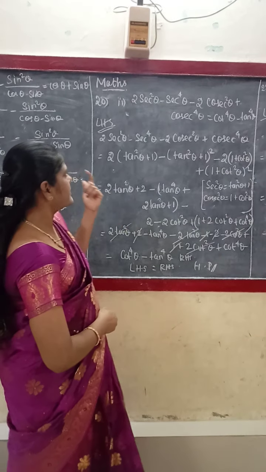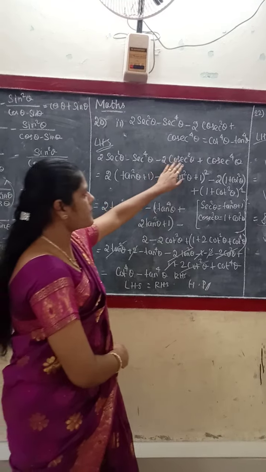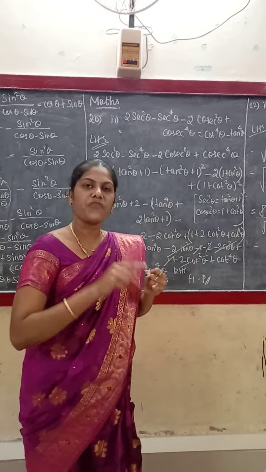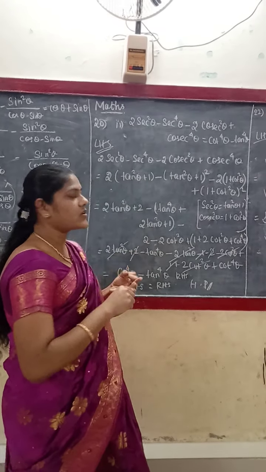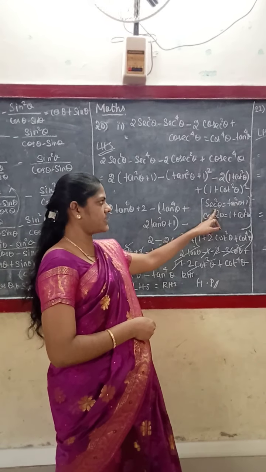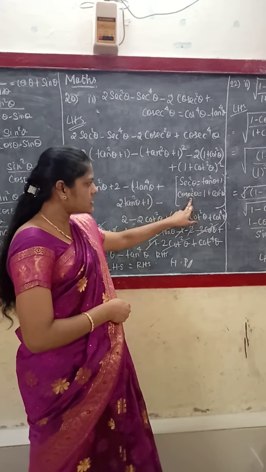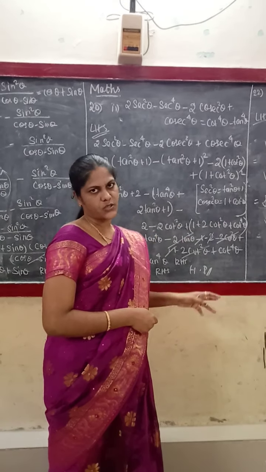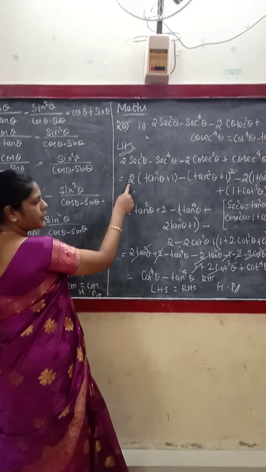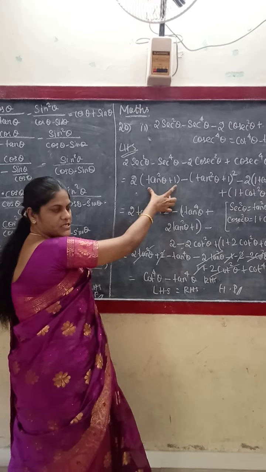Shall we do it now? Listen. What is the left hand side? 2 secant square theta minus secant power 4 theta minus 2 cosecant square theta plus cosecant power 4 theta. The proof needs to be in terms of cot and tan. So if we want cot and tan, we need to convert this into the form of tan and cot. How do we convert? Listen. Secant square theta is equal to tan square theta plus 1. Cosecant square theta is equal to 1 plus cot square theta. Now we are going to substitute these formulas in the sum. Listen. 2 into, instead of this secant square, I apply tan square theta plus 1.